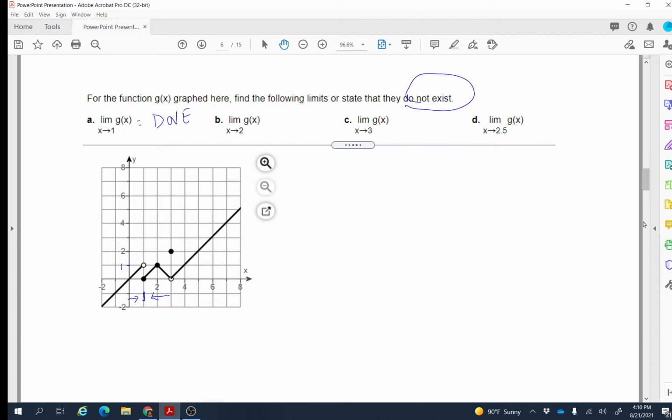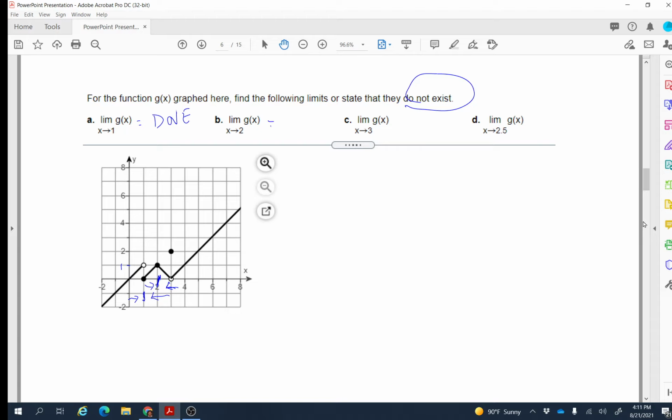Okay, let's check the second one. What happens when x approaches 2? 2 is here. So we have to do the same thing. What happens when approaching from the left side and then the right side? If you focus on this graph here, using the left side graph, it is approaching 1, and from the right side graph, it is also approaching 1.